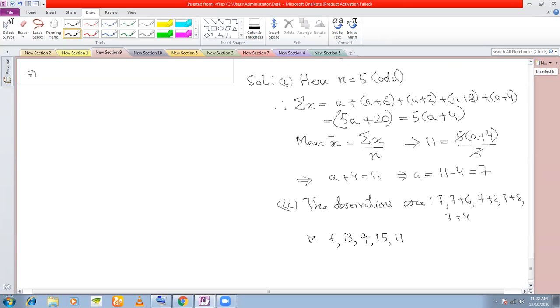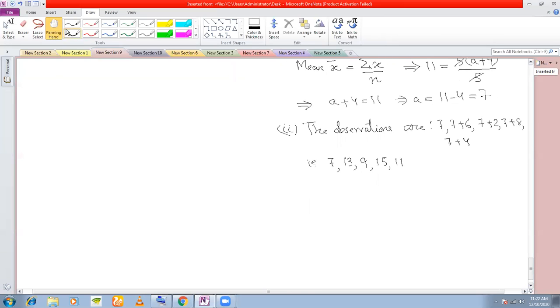Now you need to find out the median of these observations. Again, 5 observations are there. You need to find a median, which is a cakewalk again. Here n is equal to 5, odd. Therefore, median will be the (n plus 1) by 2th observation, which is the 5 plus 1 by 2, that is the 3rd observation.